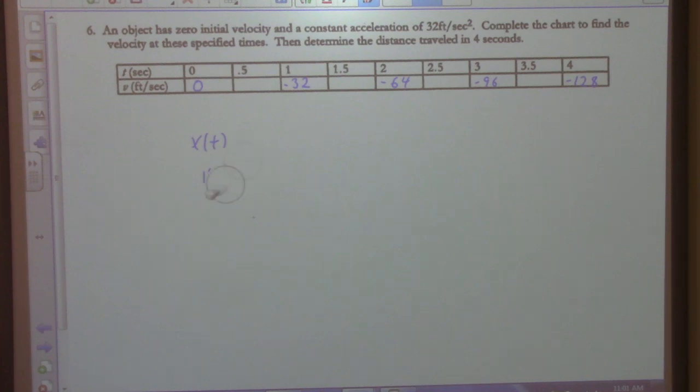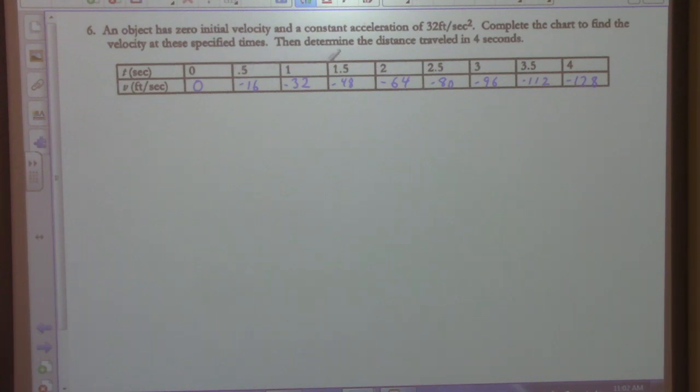And so we can look at the other things here, and we know this is going to be halfway between, so that's negative 16. This is going to be halfway between, negative 48. And this one's going to be negative, is it 70? No, 80, excuse me, 80, right? Yeah, negative 80. And this will be 112, right? Yes. So this is your velocity.